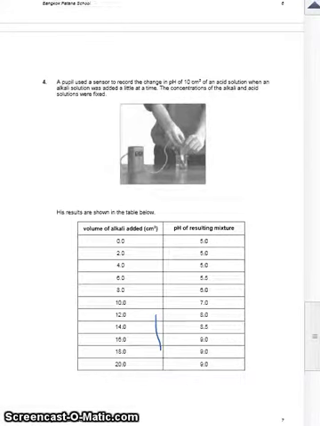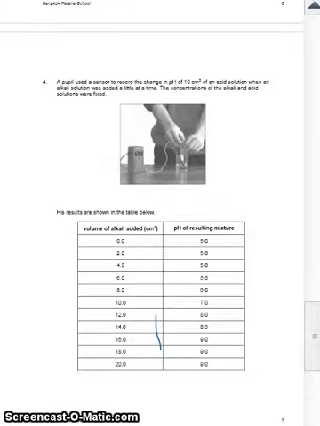Okay, so question number 4 is a graph question. So we're looking at graphical representation of data. A pupil used a sensor to record the change in pH of 10 cubic centimeters of an acid solution when an alkali solution was added a little at a time. The concentration of the alkali and the acid were fixed. Volume of alkali added, from 0 to 20, and pH of resulting mixture.